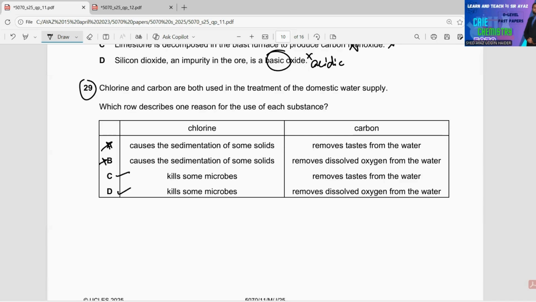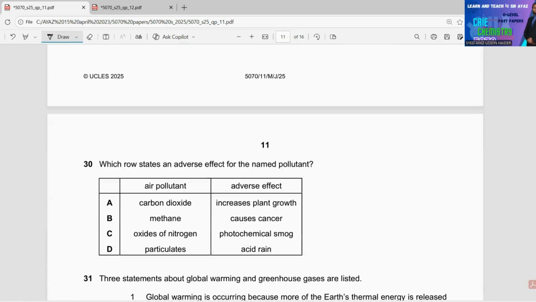Now let's check for carbon. Now carbon, it removes taste from water. So C must be the right answer in this case. D is automatically incorrect.